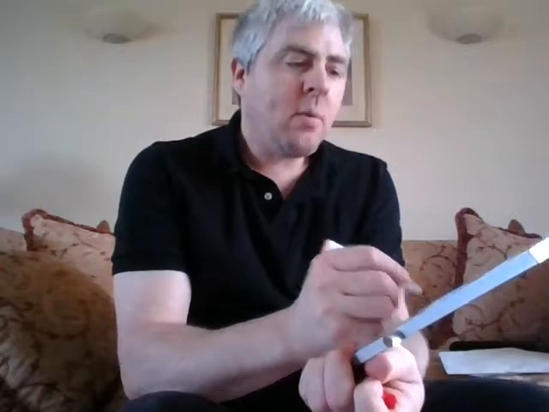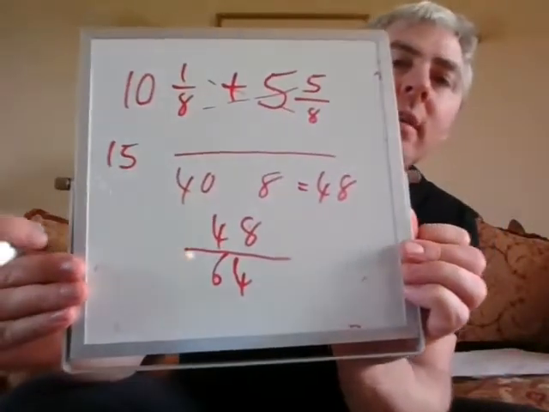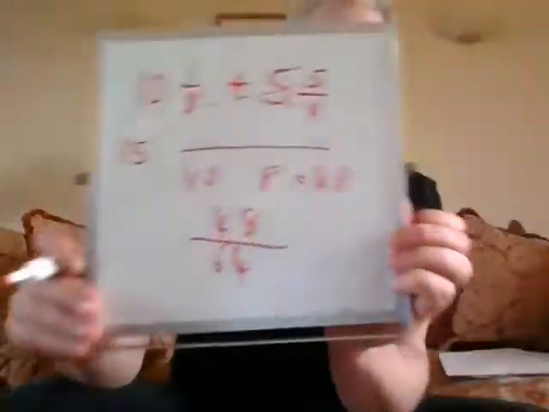And then you say, what 8 and 8, what do they go into? Well, I'm going to go for 64. Now, some people might think that's too high, but I'm going to do it this way. So that's 48 over 64.